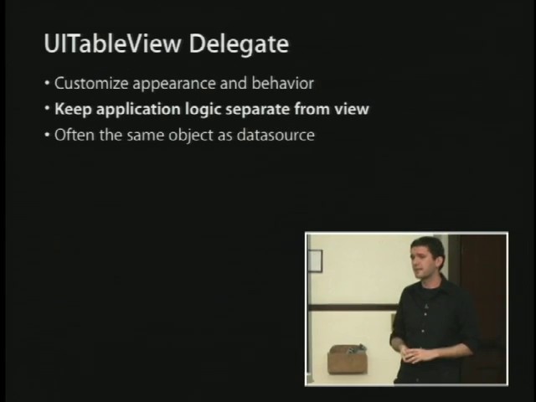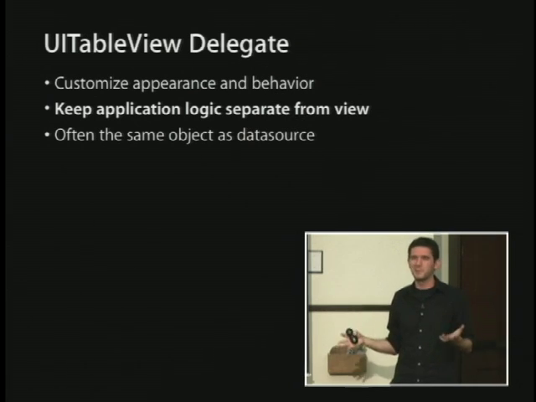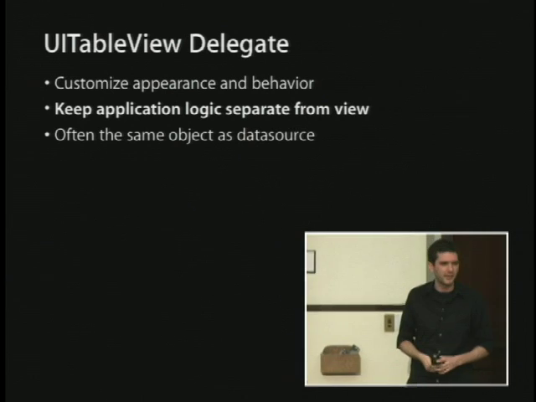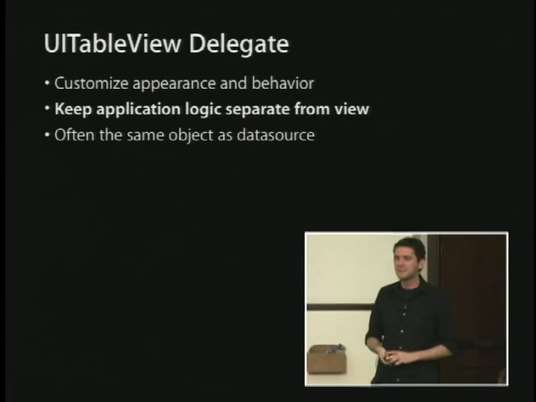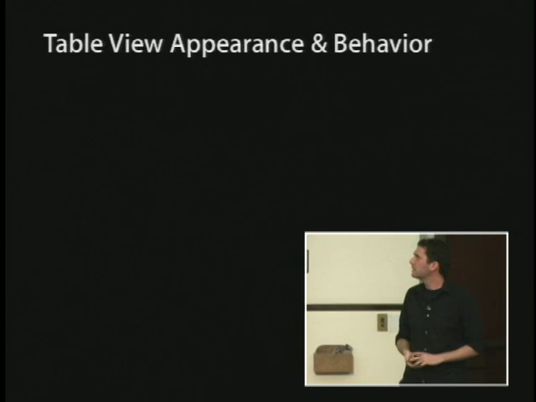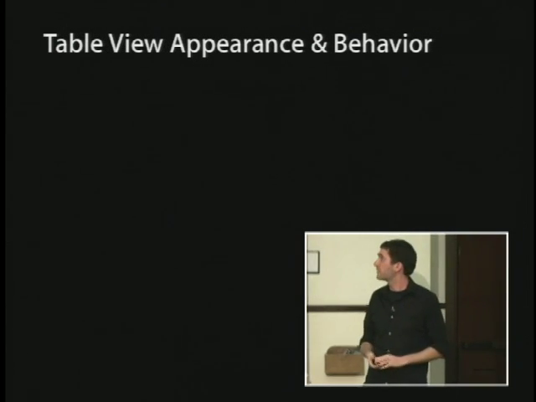Often the same object is the data source and the delegate. In fact, it's pretty infrequent that the data source would be anything other than the delegate. And to be honest, I can't even think of a good example off the top of my head of why you'd do that. So for the most part, your data source and delegate are probably the same object. But they don't have to be. They could be different things.